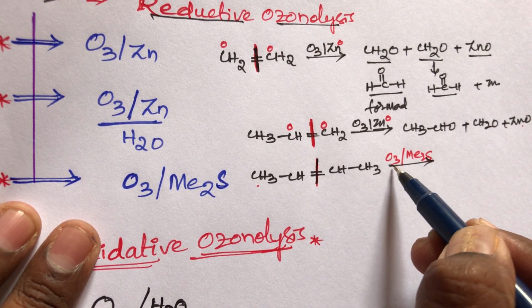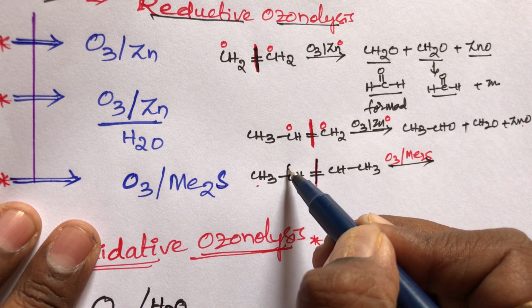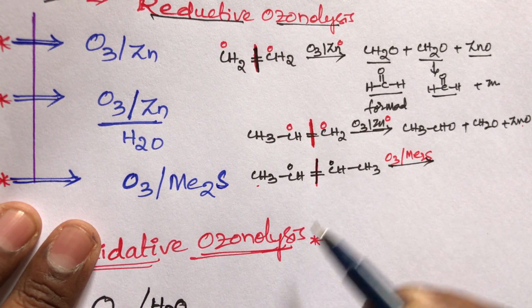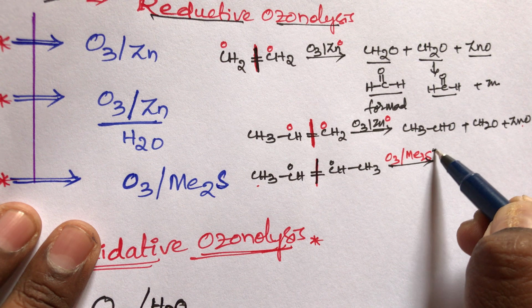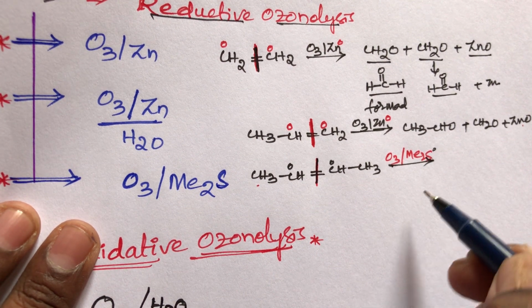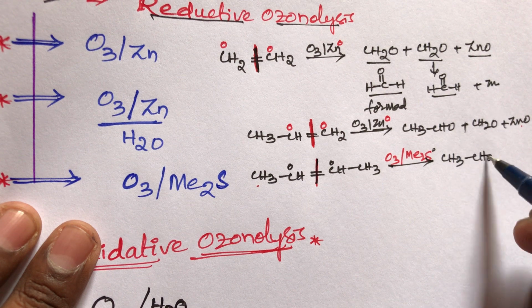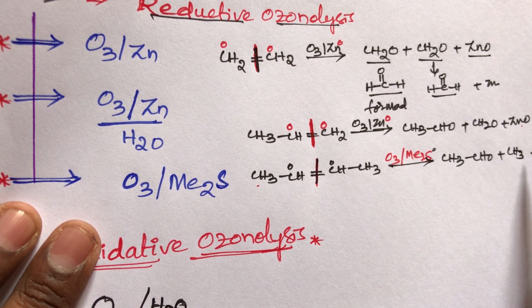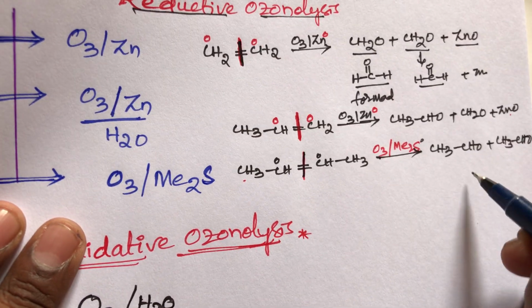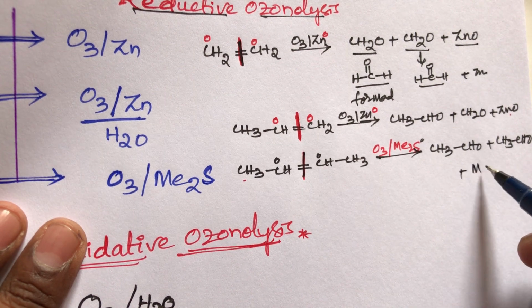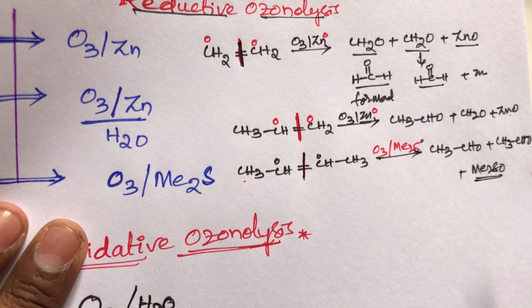So here three oxygens are there: one oxygen goes on this carbon, one oxygen on this carbon, and one oxygen on sulfur. So what is the product? That is CH3CHO plus CH3CHO plus Me2SO. This is the final product.